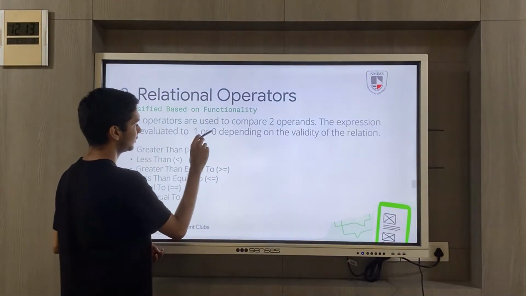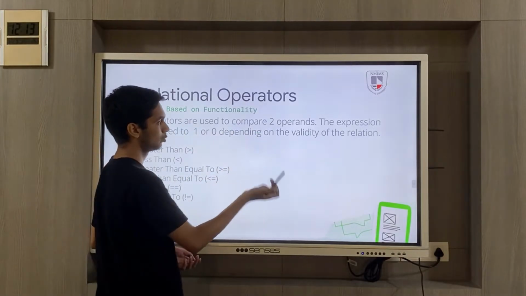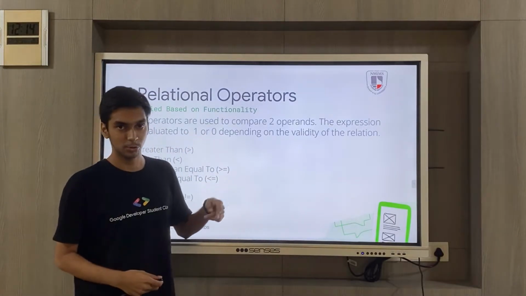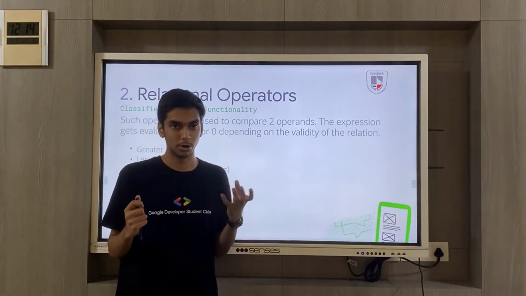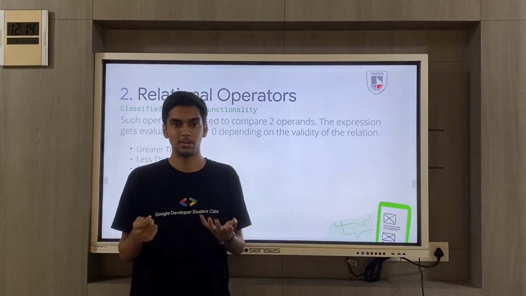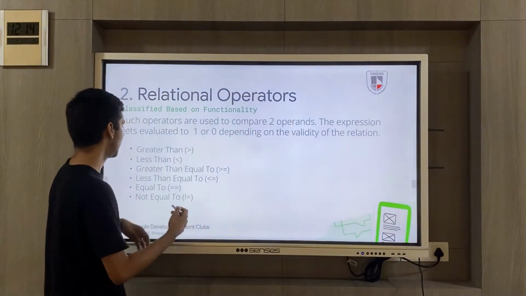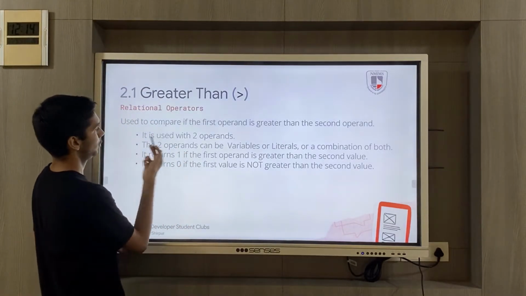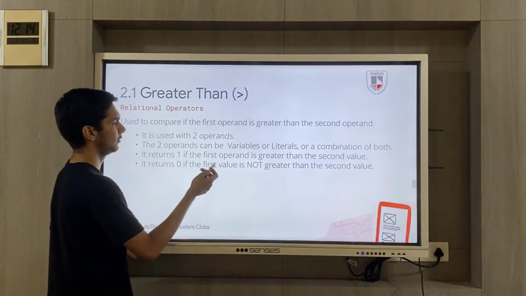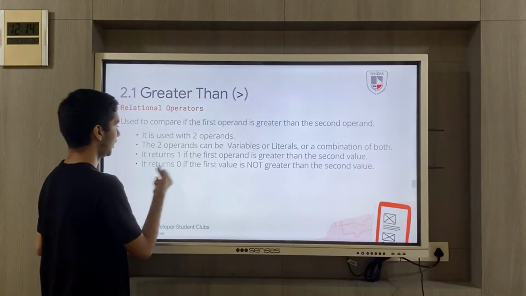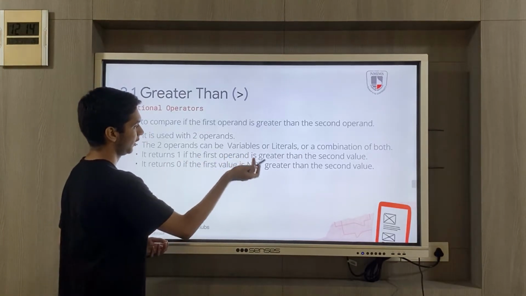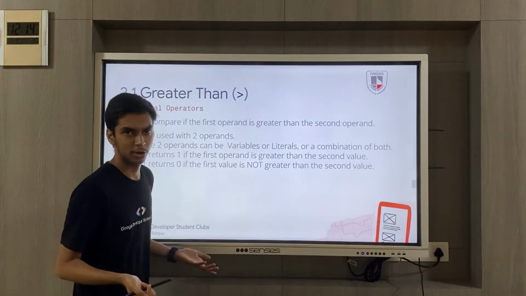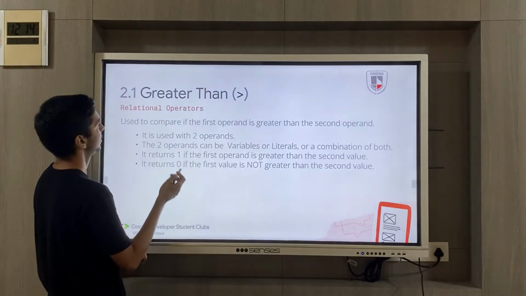So basically this operator again uses two operands because it has to compare the two operands, and it returns 1 or 0 depending on whether the condition is true or not. Like if we say 6 is greater than 7, it is false, so it will return 0. So first is greater than. It uses two operands, which can be variables or literals or a combination of both, and it will return 1 if the first operand is greater than the second, and 0 if it is not greater than the second. So basically it tells us if the condition is true or not, so that we can visualize it easily.